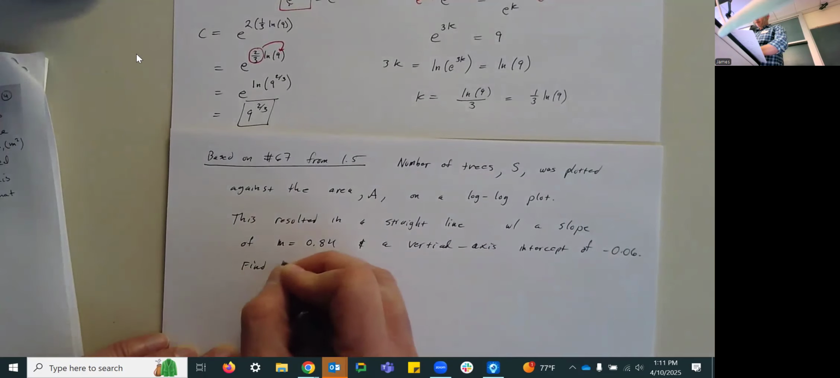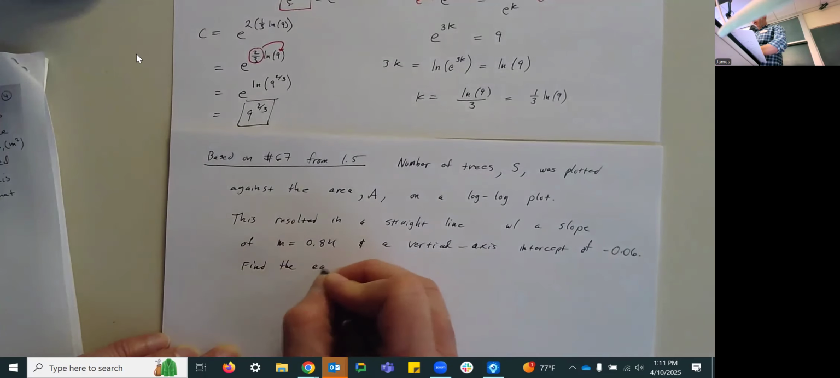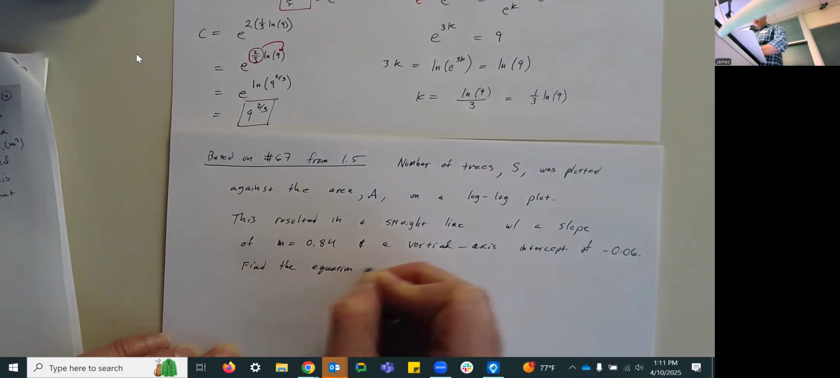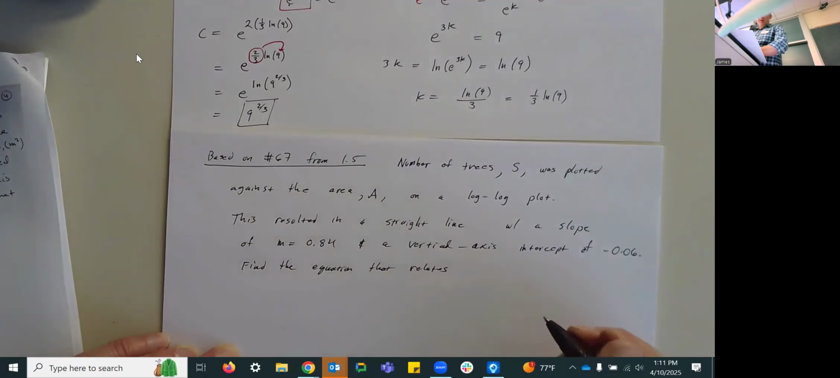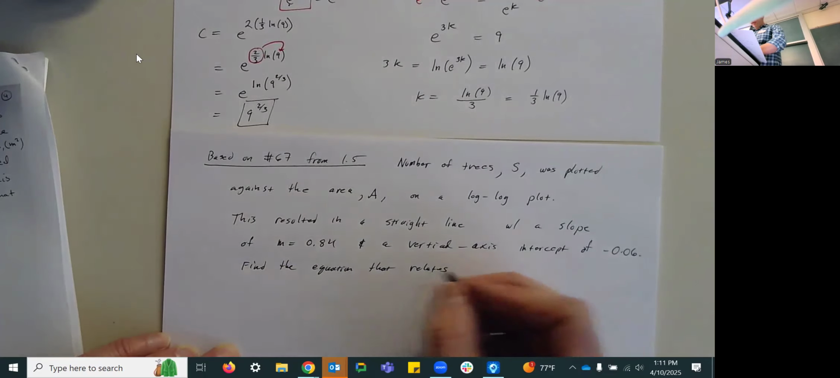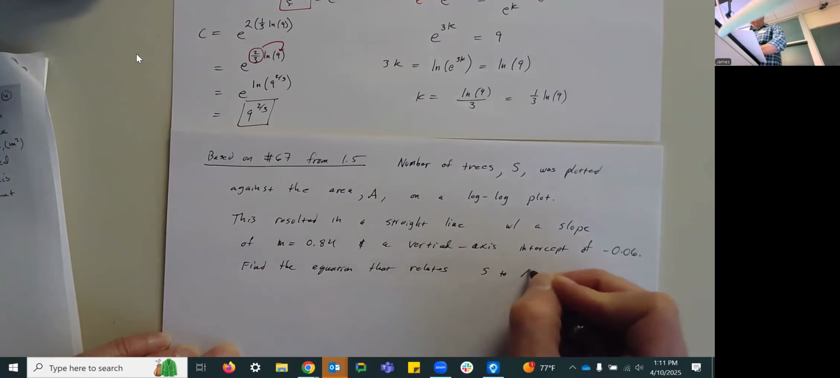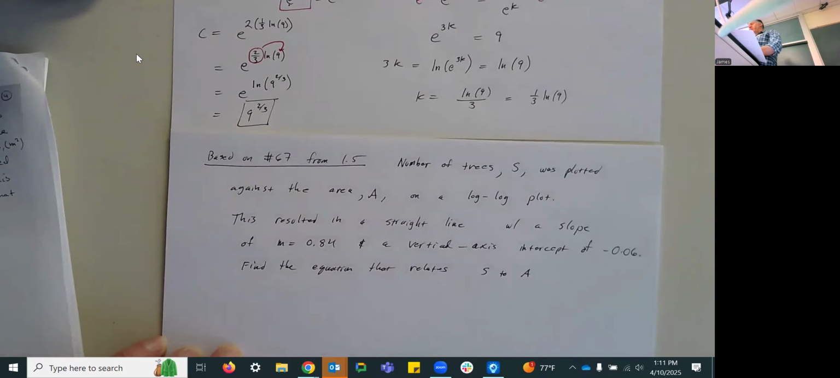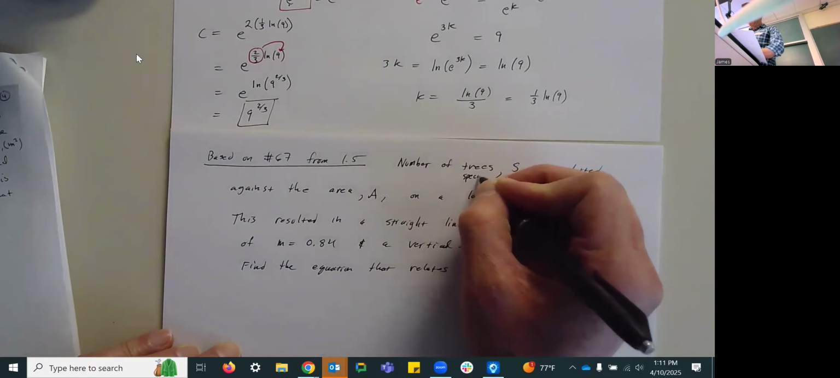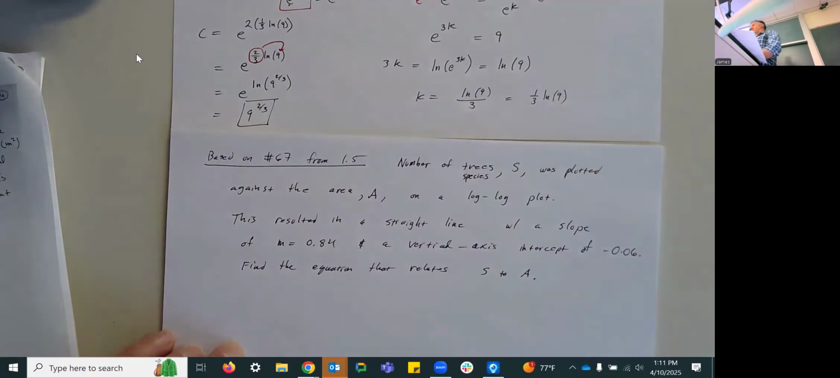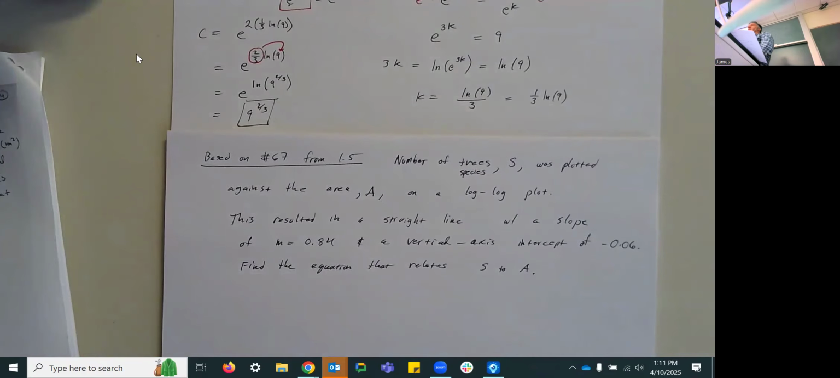Find the equation that relates S to A. I left out, it's not really that important, but the reason that you chose the letter S, it wasn't the number of trees, it was the number of tree species, which makes a lot more sense in the context of the problem. So that's what we're talking about, the number of tree species as a function of how much area we are looking at.